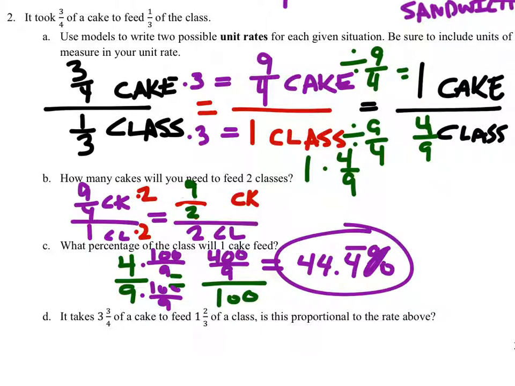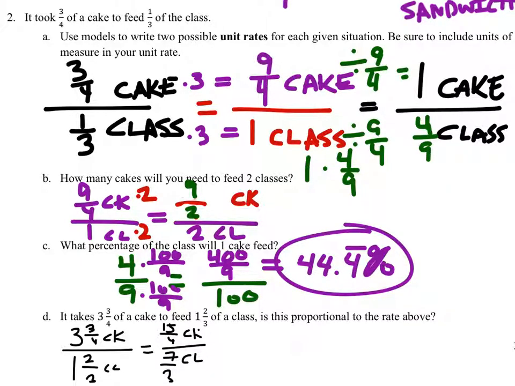Well, it takes 3 3/4 of a cake to feed 1 2/3 of the class. Is this proportional? Let's find out. But we hate mixed numbers, so let's go ahead and change this as well. All right, and this should be equal to, which unit rate should we use on this one? Well, actually, let's make this one a unit rate.